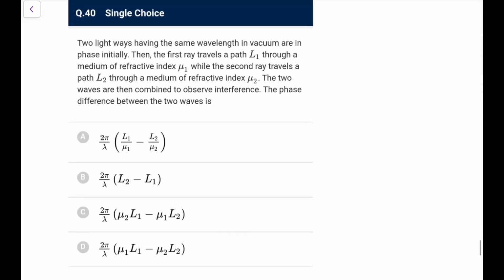Two light waves having the same wavelength in vacuum are in phase initially. Then the first ray travels a length L1 through a medium mu1, while the second ray travels L2 through a medium mu2. The two waves then combine to form interference. The phase difference would be, so effective length traveled by first one is mu1 L1, by second is mu2 L2.